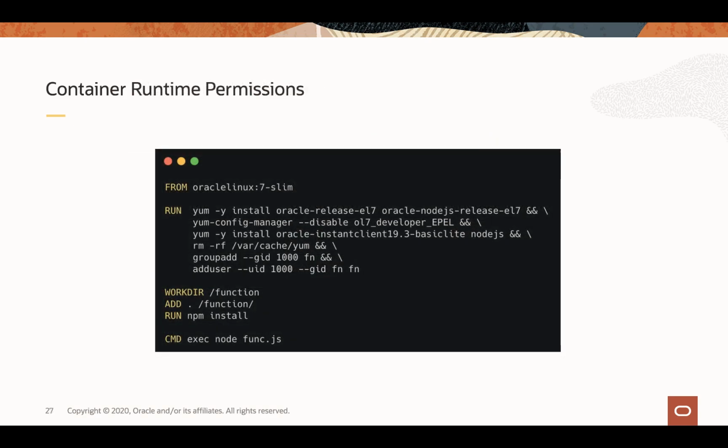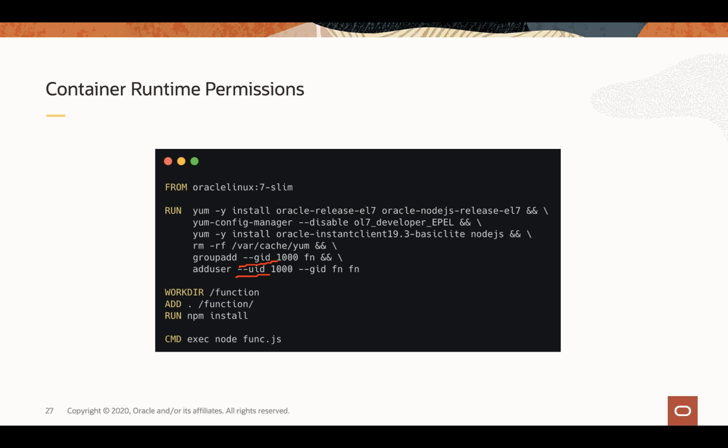Now, the next one is the container runtime permissions. This is particularly for when you want to bring your own Docker file, BYO Dockerfile. Let's look at what happens behind the scenes. When a function you have deployed, an Oracle function, is invoked, it runs inside a container. The operations that a container can perform are determined by the user ID and the group ID, the UID and the GID.